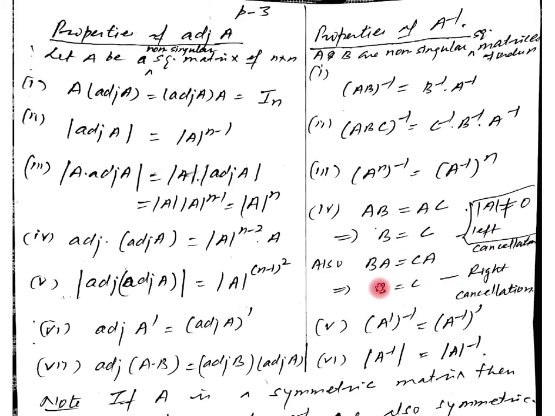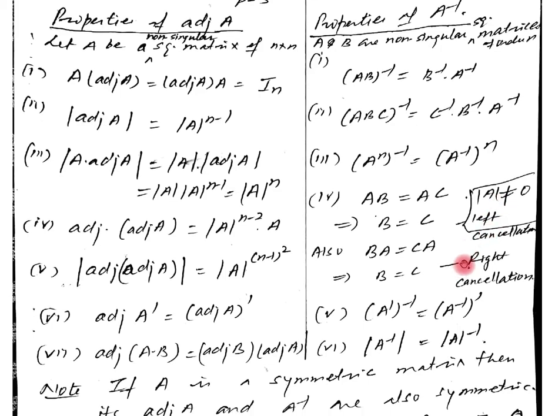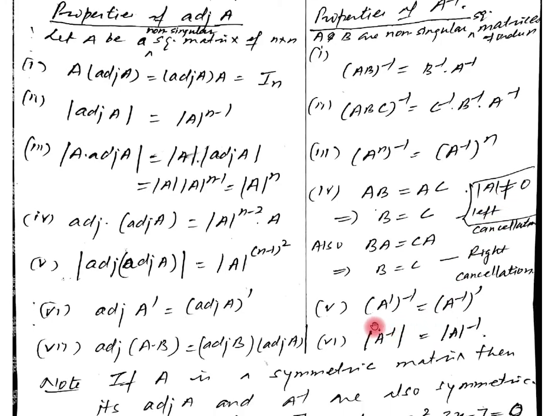And similarly, if BA equal to CA, then B equal to C. This is known as the right cancellation law, but only when the determinant of A is not equal to 0. And the next is the fifth property: inverse of A transpose equal to what? A transpose inverse is equal to A inverse its transpose.